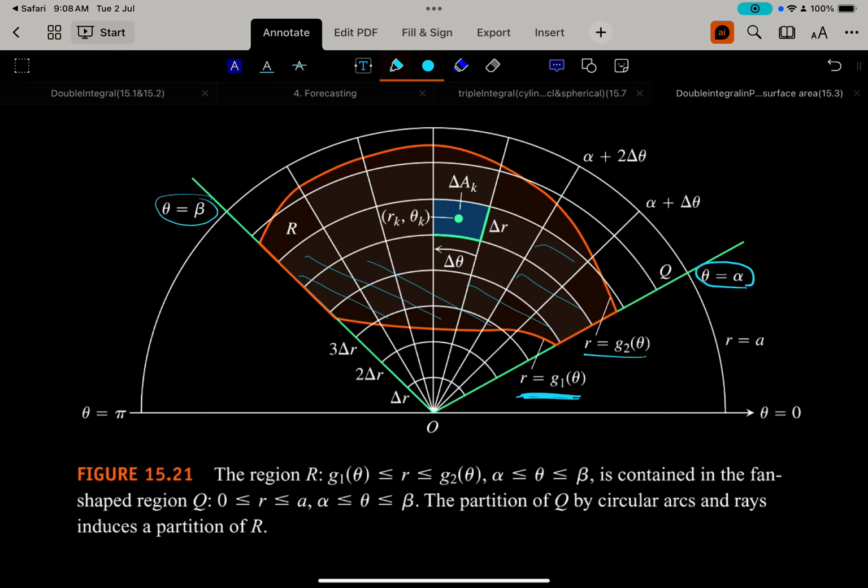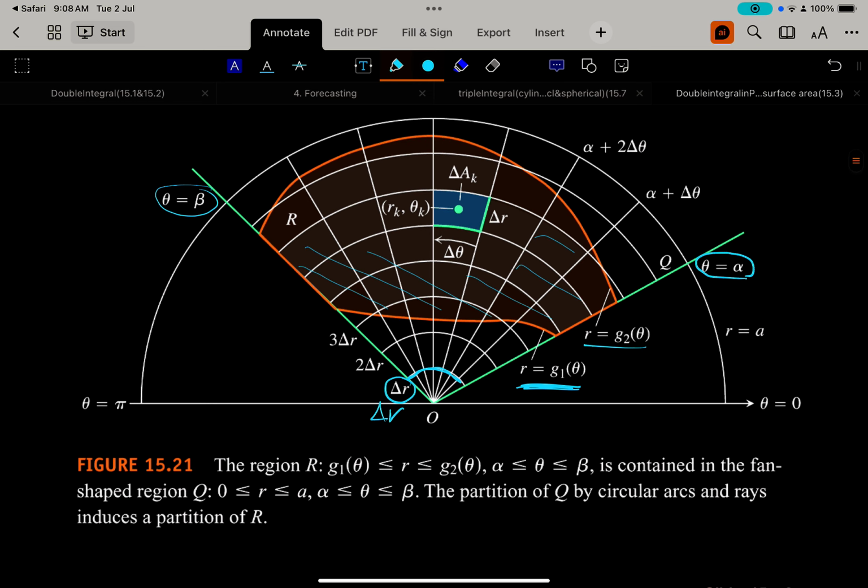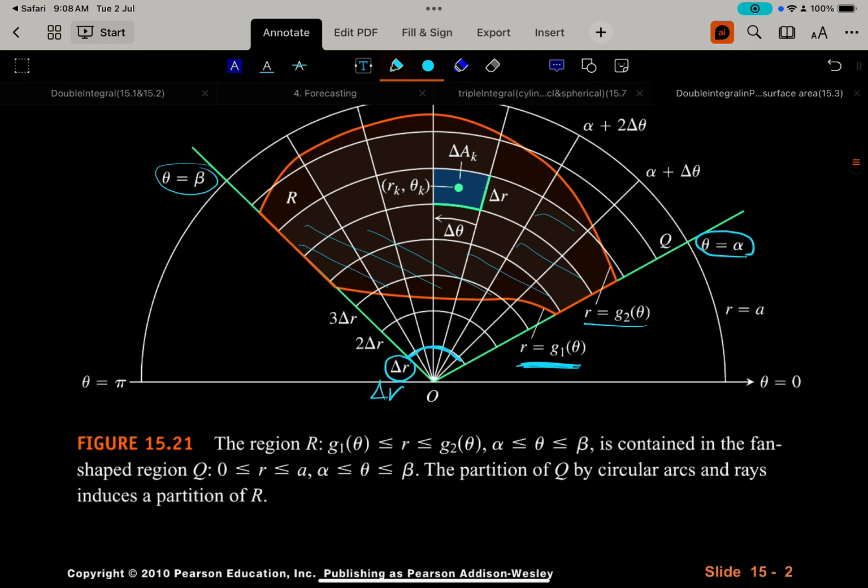And so here there are also some changes which are delta r's. Each difference here is a delta r, which is a very small change in the radius. And so as you can see, here are the conditions for our region R. It lies between the two functions g1 of theta and g2 of theta, and also between the angles theta equals alpha and theta equals beta.